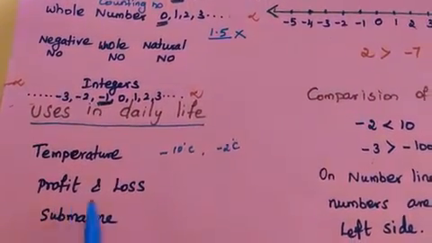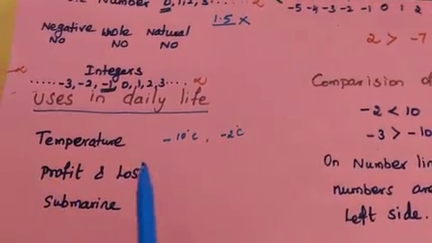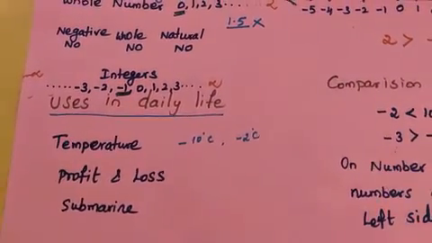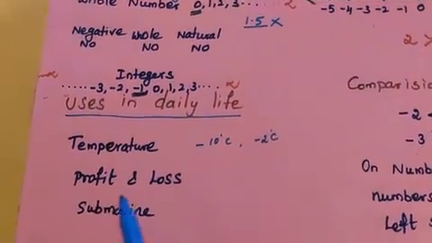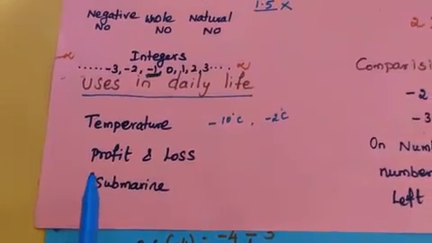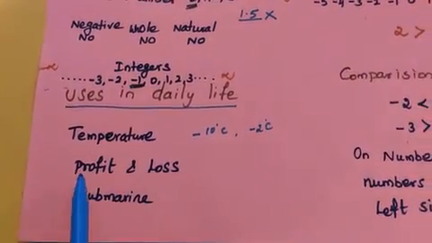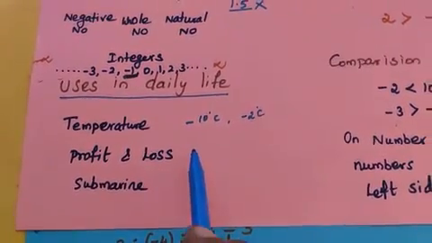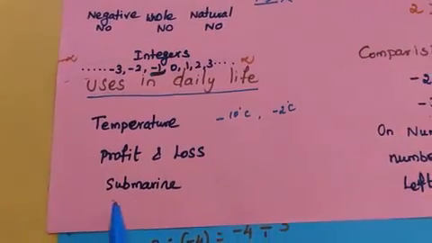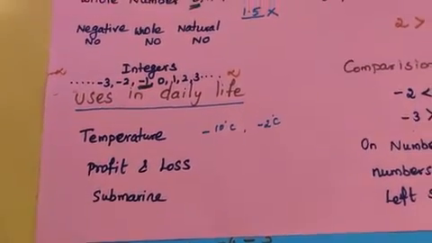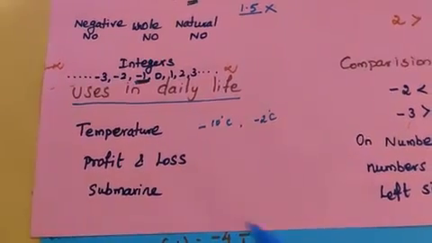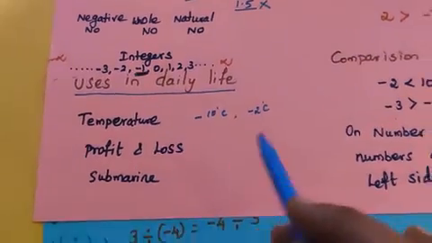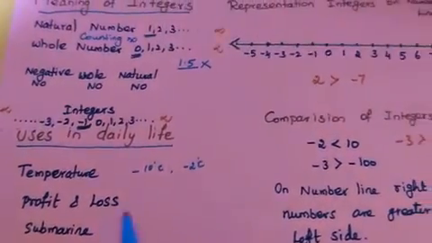And next thing I have seen in the bank, or when your friends or parents might be doing business, they might speak about these words, that is profit and loss. Whenever they speak of profit and loss, we can see the negative values over there. And when we speak about the submarine, the depth of the submarine, there a negative number will occur. So these are the things we are using. Some examples I have given to you, uses of integers in our daily life.